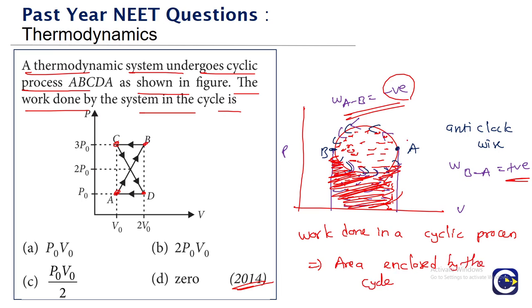So here, since it is anti-clockwise, the negative work is going to be higher because the upper curve will be like a compression. So in this case, the overall W will be taken as negative. Area will measure and work will be taken as negative.